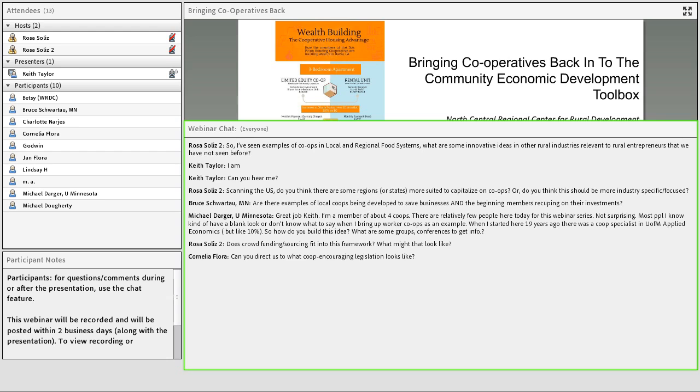So there certainly is an awareness issue, Michael, and I appreciate you bringing that up. Those of us in Extension could work toward that. I see Cornelia Flores asked, can you direct us to what co-op encouraging legislation looks like? It's a very good question, Neil.